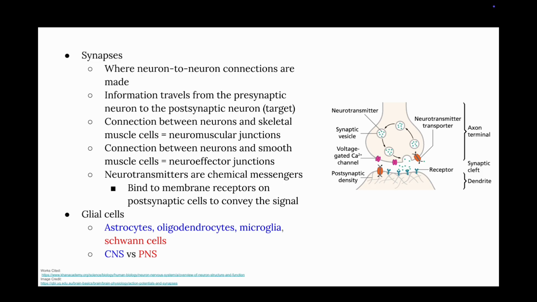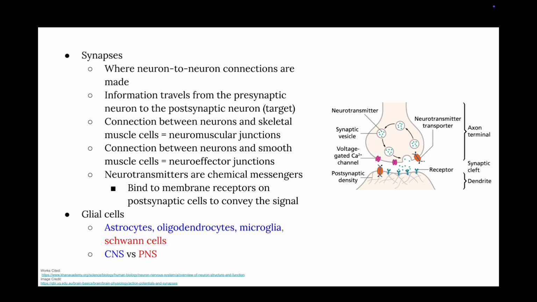Connections between neurons and skeletal muscle cells are known as neuromuscular junctions, while connections between neurons and smooth muscle cells are neuroeffector junctions. Neurotransmitters are chemical messengers which bind to membrane receptors in order to convey a signal.